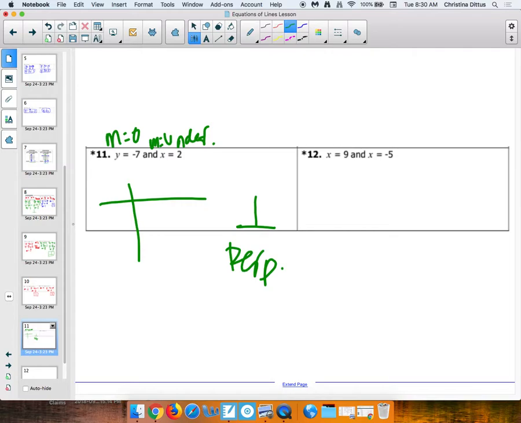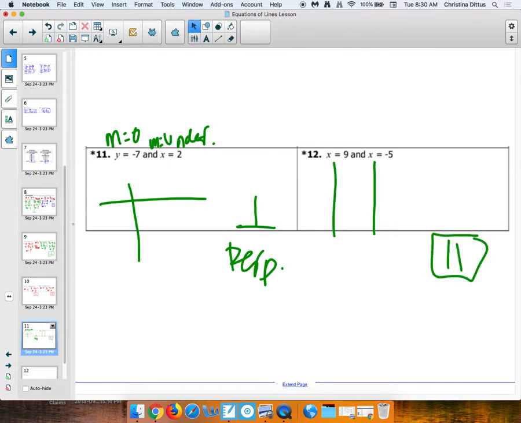If I have x equals 2 and another x equals, is that up, down, left, right? Up, down. My other x equals is up, down, or left, right? Up, down. Parallel, perpendicular, neither? Parallel. Okay, how we feel about our stuff? Awesome.